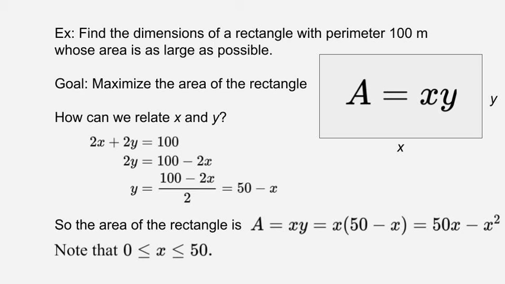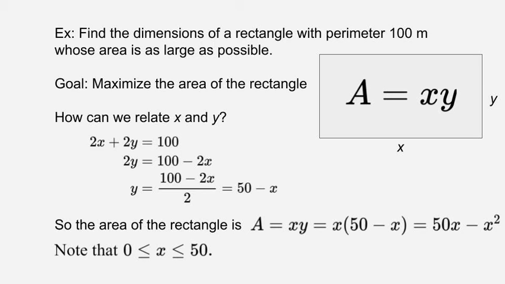And one thing that'll help us for later is to take note of what the possible values for x could be. And I think it's clear that x can't be negative, because it wouldn't make sense to have a rectangle with a length that is negative. But the largest x can be is 50.